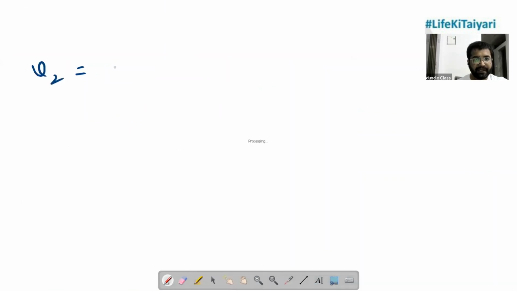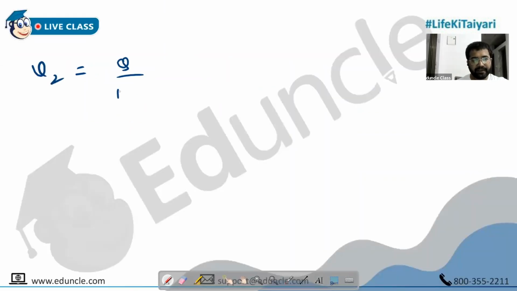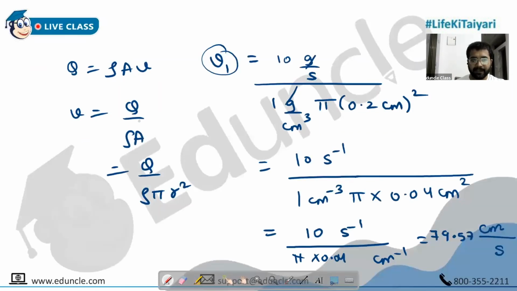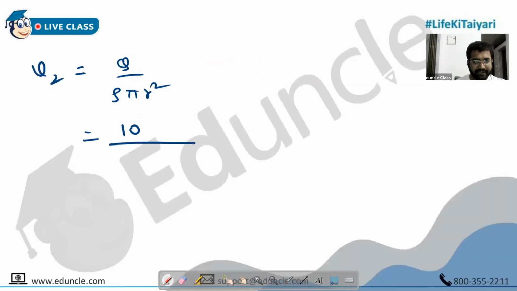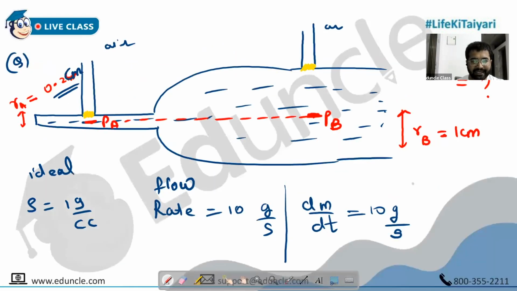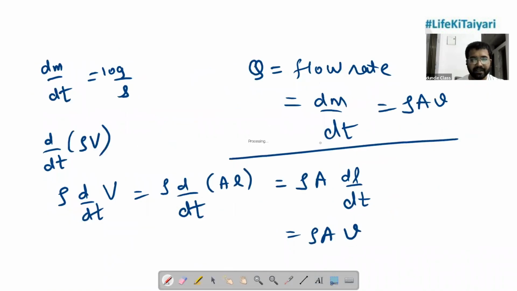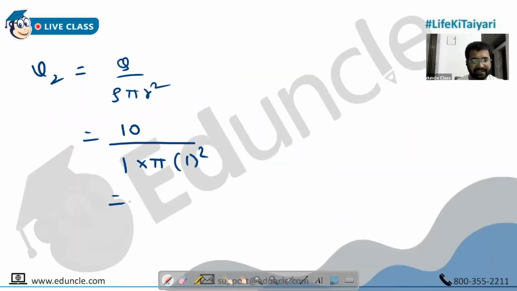That will be Q upon rho pi r2 square. Q, the flow rate, is constant. The amount of input is equal to the amount of output. So that's 10 upon rho, which is 1, pi r, the radius in the second case. What is the radius in the second compartment? That is 1 centimeter. This is an easy calculation. So this is just 10 by pi.